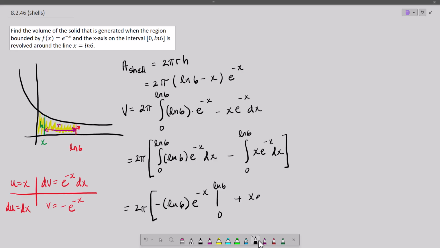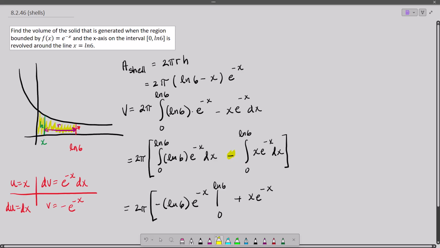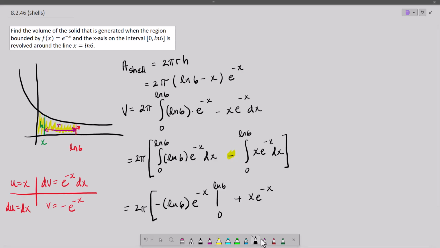x e to the negative x. And then we're subtracting off v du. Now, we're subtracting off v du, but this minus here means we're adding v du. But then when we look at v du, it is negative. So we're going to have minus integral e to the minus x dx from 0 to ln 6. Have that.